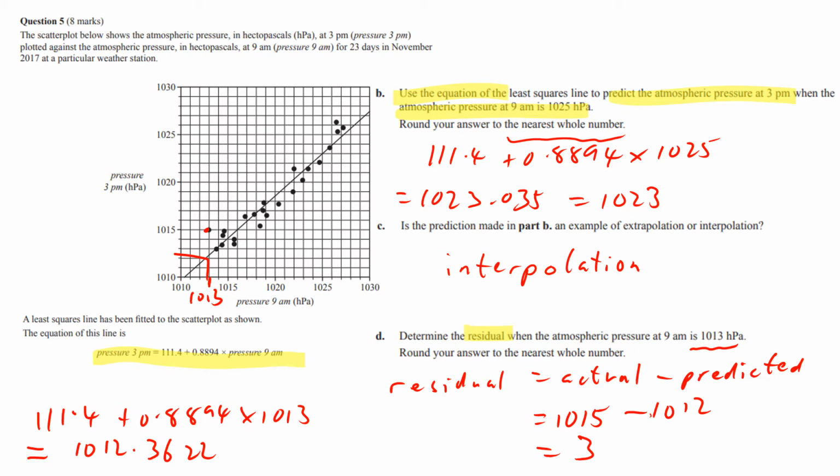So most people got that wrong. It says people who did it poorly, many found the predicted value correctly, but then subtracted from 1013. They didn't read the graph to get the 1015, because remember, this is pressure at 3 p.m. So you got to go off the graph for the pressure at 3 p.m. That was the thing. And yeah, that's where people went wrong. Oh dear.